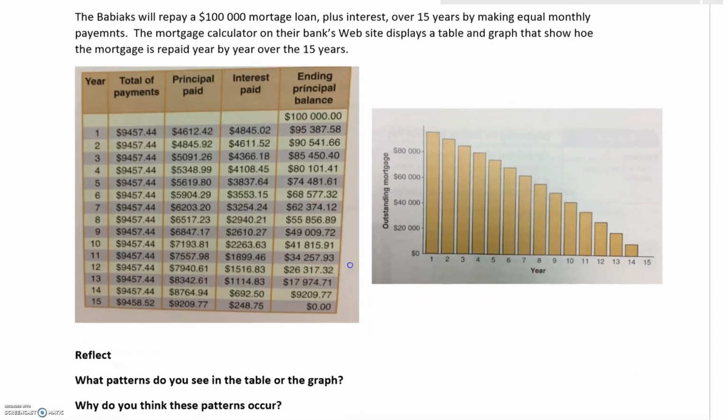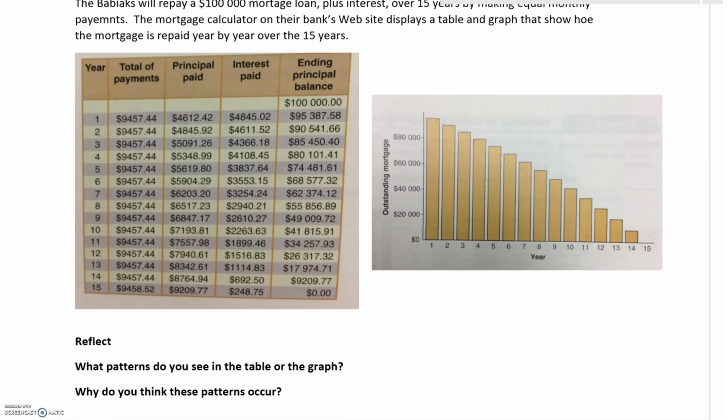I want you to look at this and see if you see any patterns in the table or in the graph. And why do you think these patterns occur? These are the same questions that we're going to answer throughout the lesson. So take a second and notice a few things. I notice at the beginning, at 0 years, you haven't started paying it yet. The mortgage is for $100,000, but at the end of the 15 years, the goal is to have it paid off.